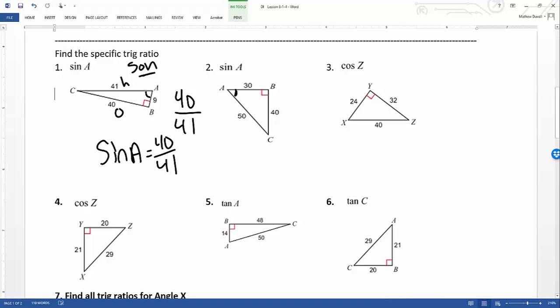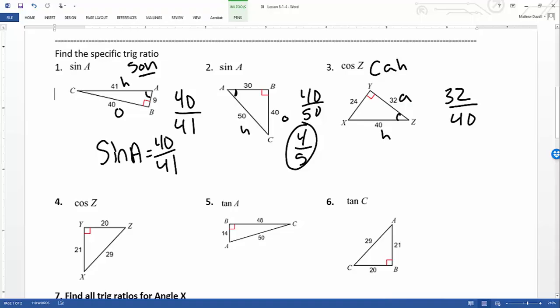Sine of A here, so opposite over hypotenuse, so 40 over 50, which is 4 over 5. Cosine of Z, cosine is adjacent over hypotenuse, SOH CAH TOA. So my adjacent is going to be 32, my hypotenuse is going to be 40, so this is going to be 32 over 40, and that could reduce by 8, so you get 4 over 5.